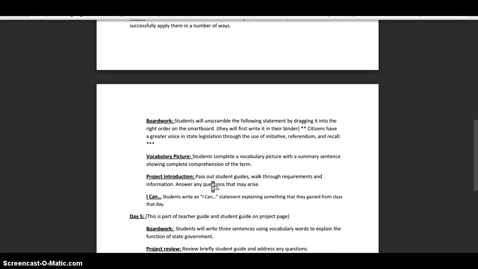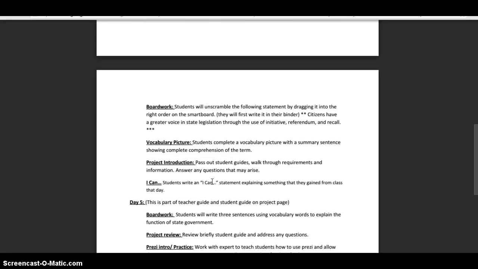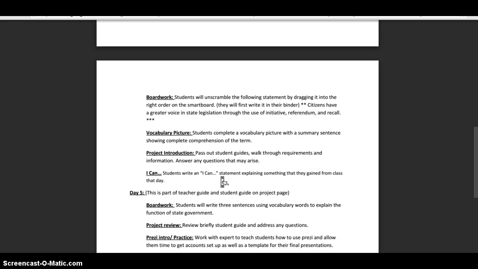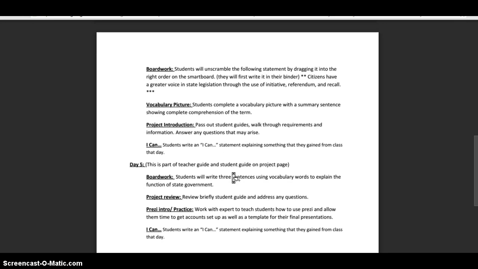Day 4, students will demonstrate an understanding of their vocabulary words and be able to successfully apply them in a number of ways. They are going to be required to do a project or a vocabulary picture. They'll have to draw out what one of the vocabulary words means and then write a summary sentence showing comprehension of the term. This day will also be spent introducing students to their government project. I'll walk them through the student guide packet and answer any questions that may come up.